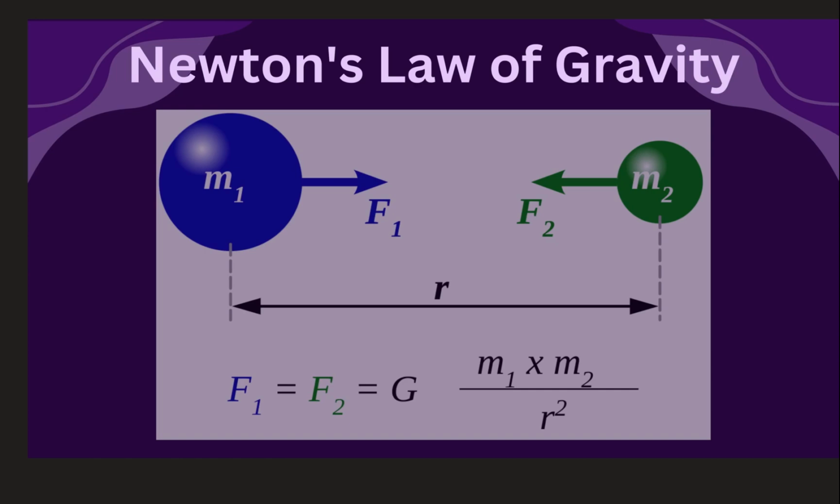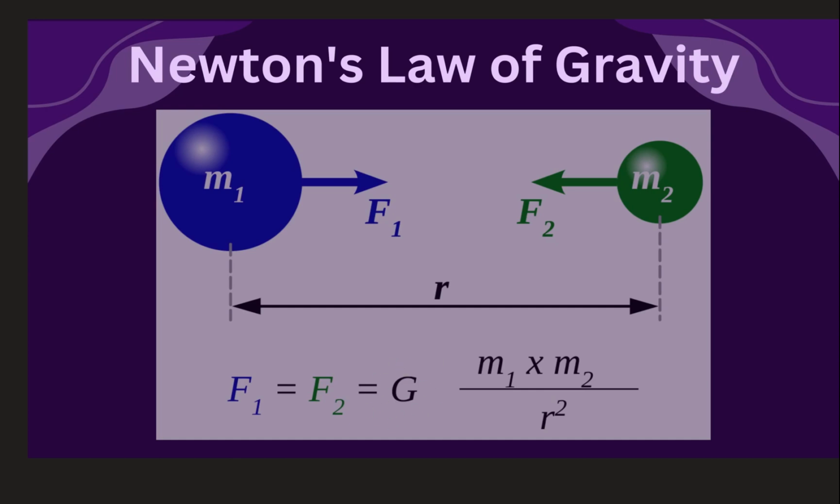And when these two objects are closer together, this number becomes smaller. We're dividing by a smaller number. The force of gravity is larger. So when these two objects are closer together, their gravitational force is much larger than when they're further apart. So Newton realized that the force of gravity depends on both of the masses and the distance between the two. As mass increases, the force of gravity increases, and as the distance increases, the force of gravity decreases.